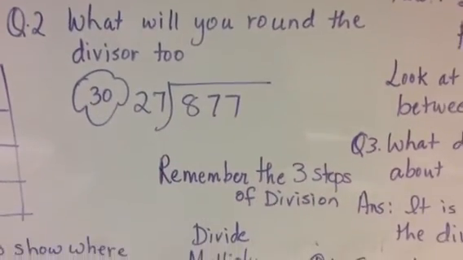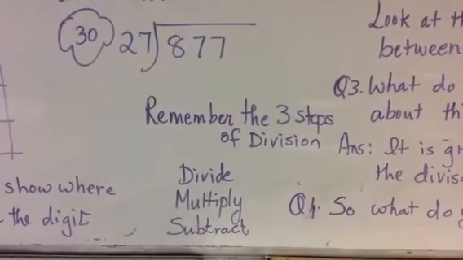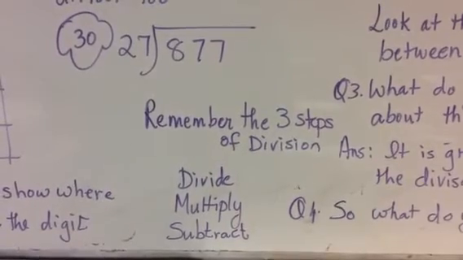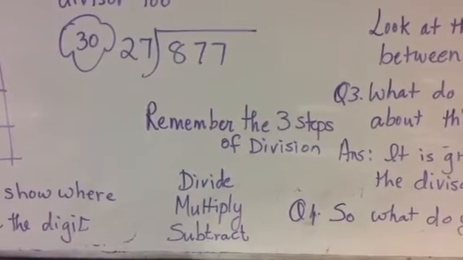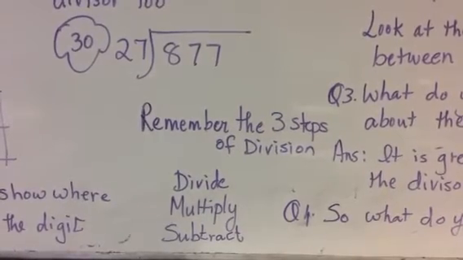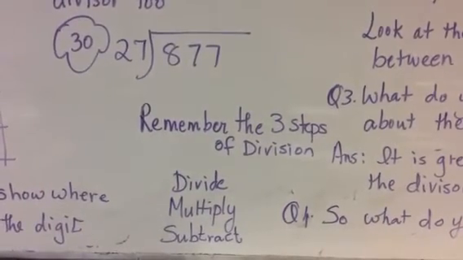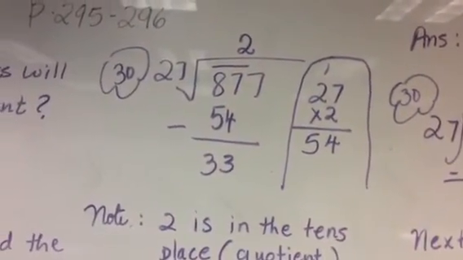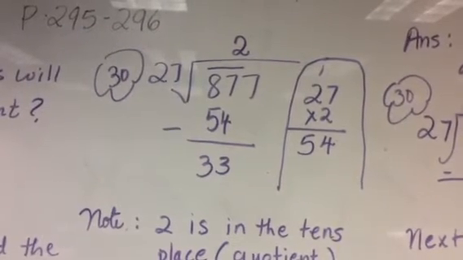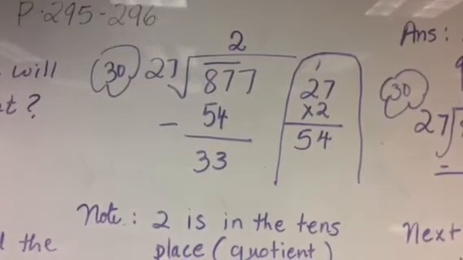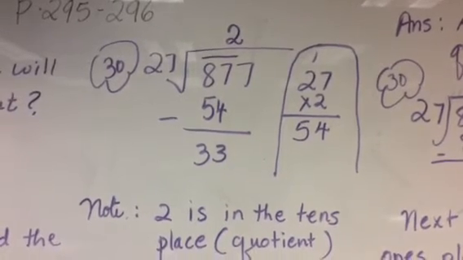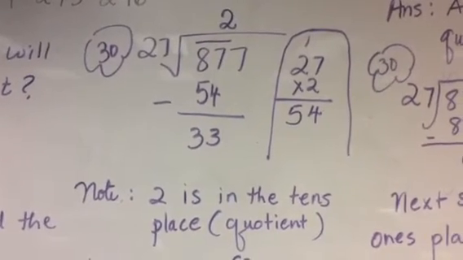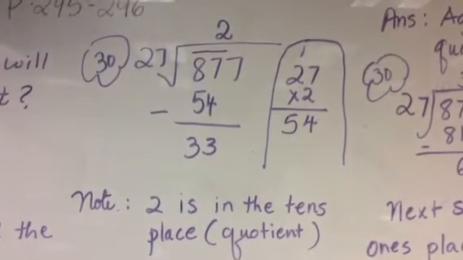So remember the steps of division. Don't forget that: divide, multiply, subtract. You're doing long division with 2-digit division, but you repeat the steps when a new dividend comes. So let's go back over here. 27 will go in 87 2 times. 27 times 2 gives you 54, and you see the remainder is 33. And where did I put the 2? I put it in the tens place in the quotient.